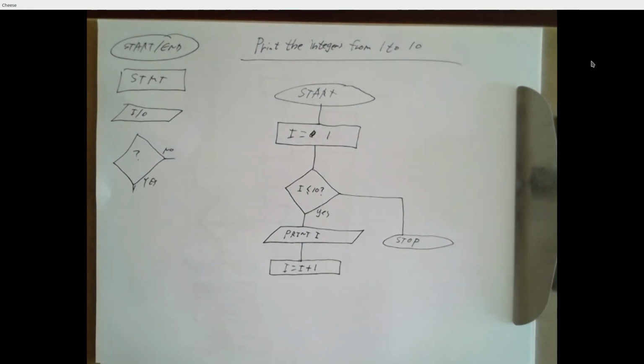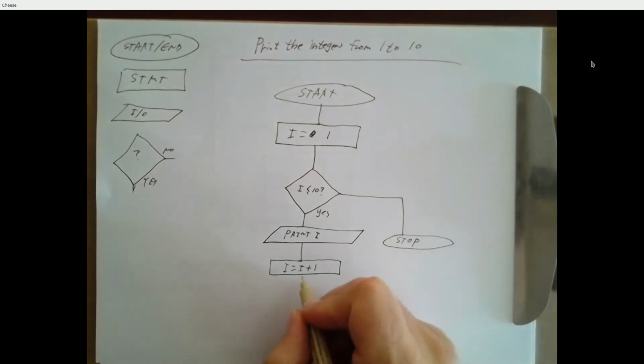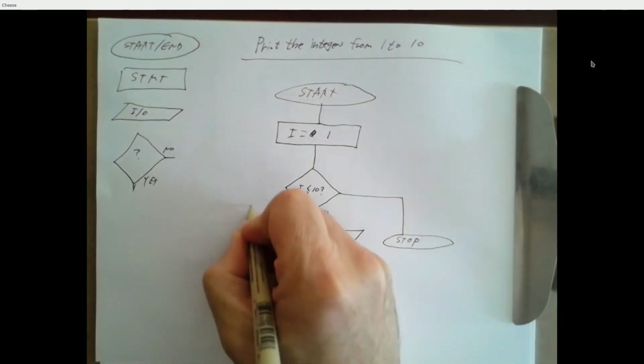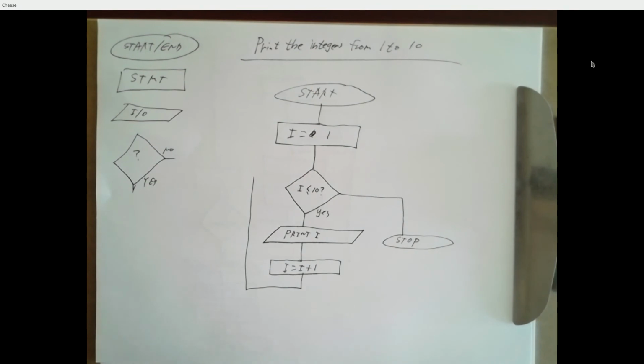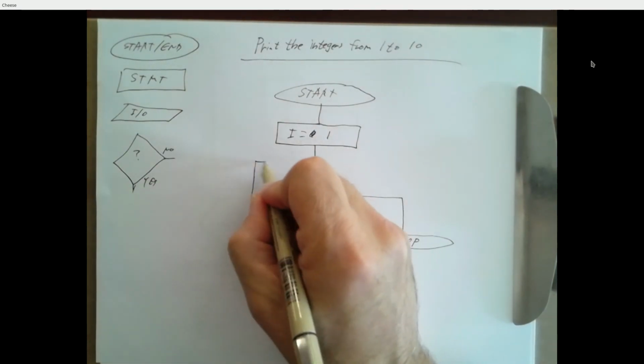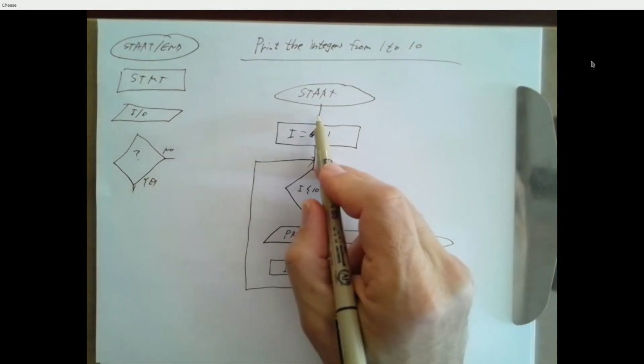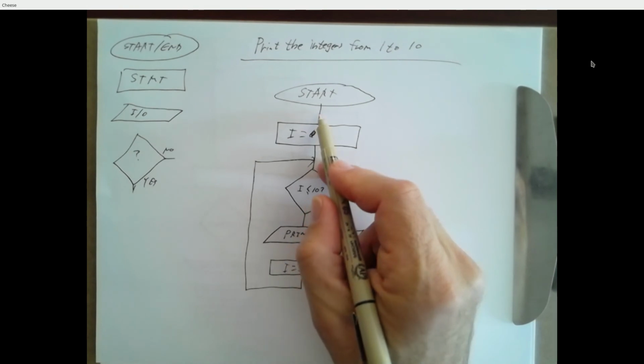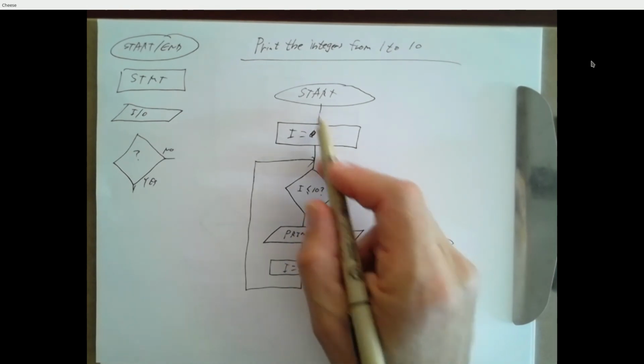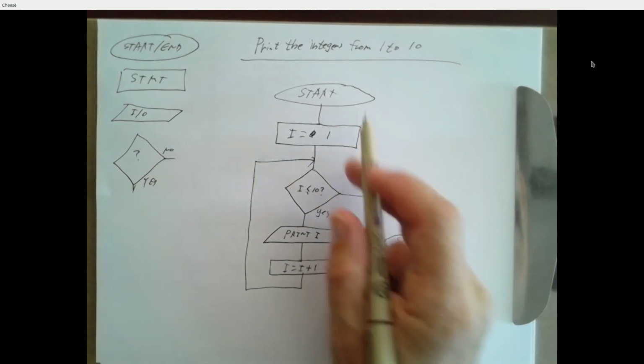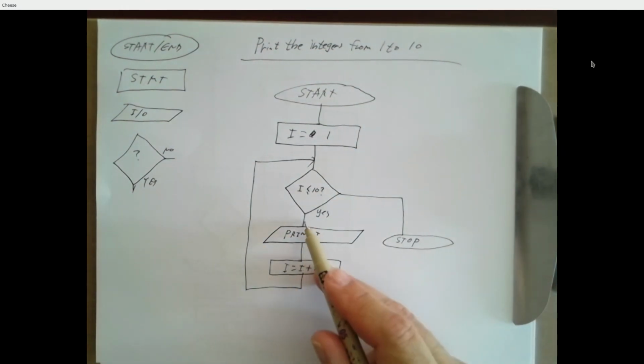So now I is going to be 2, and what's the last thing we've got to put in here? Loop back up. How far should we loop up? Before the conditional. But what happens if we loop all the way back up to here? It's going to be an infinite loop, because every time we come up here, I is going to get reset to 1. And what happens if we loop back to here?